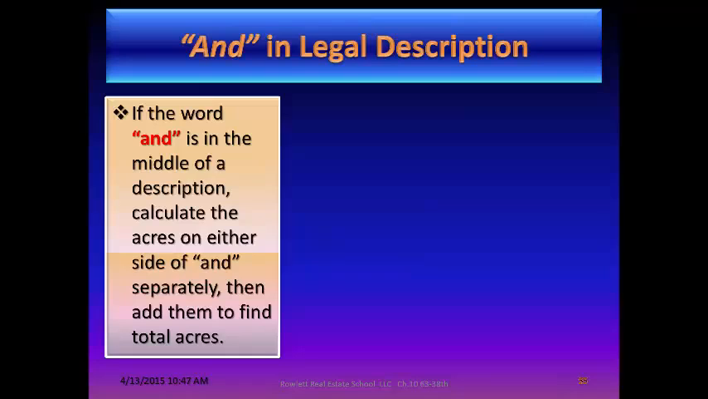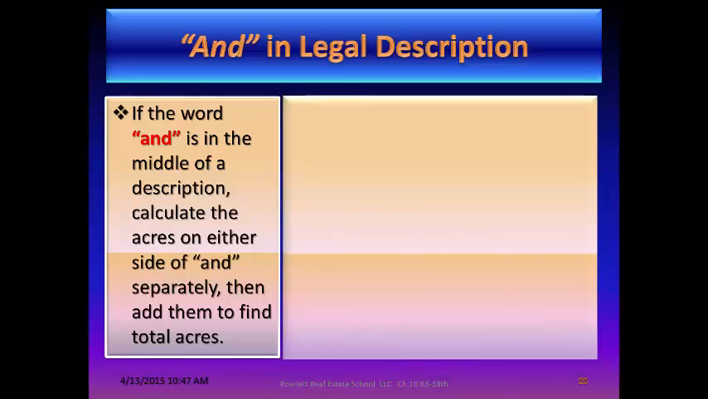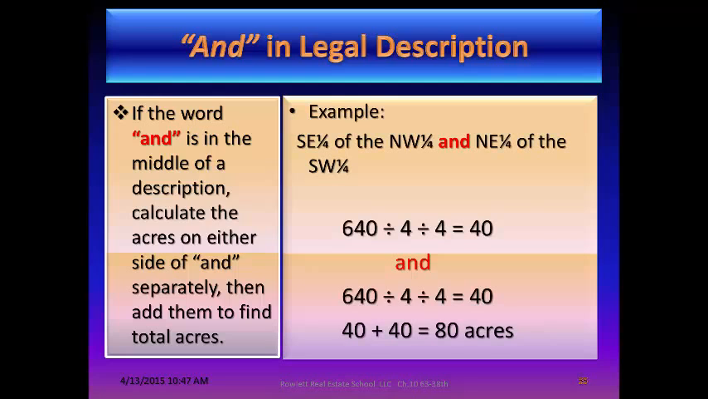In a legal description, if the word "and" is in the middle of a description, calculate the acres on either side of "and" separately, and then add them to find the total acres. Example: the southeast quarter of the northwest quarter and the northeast quarter of the southwest quarter. So above the "and," we have 640 for the section, divided by 4 twice for the southeast quarter and the northwest quarter, which comes to 40 acres.